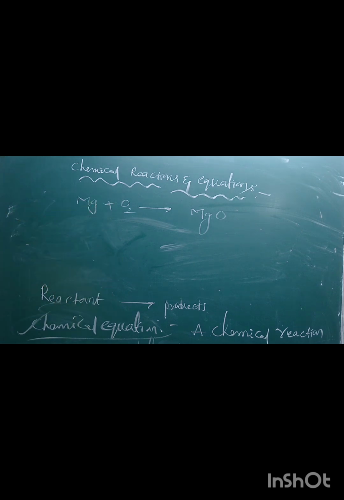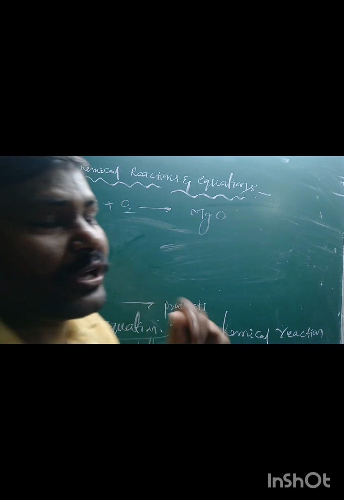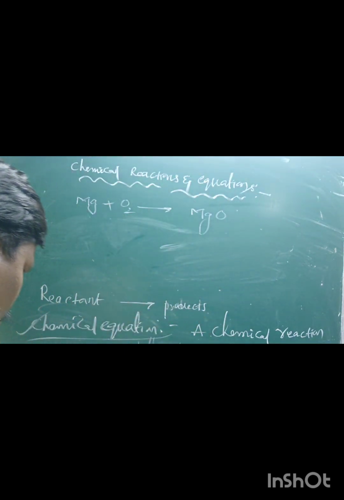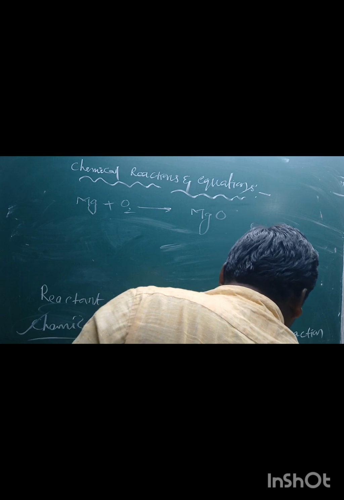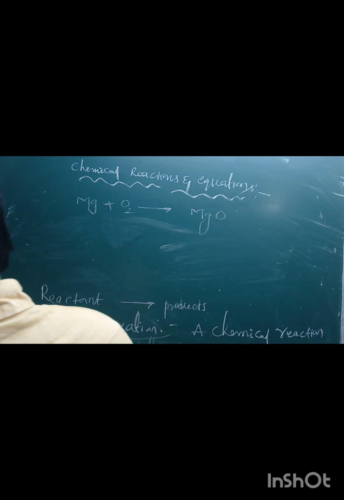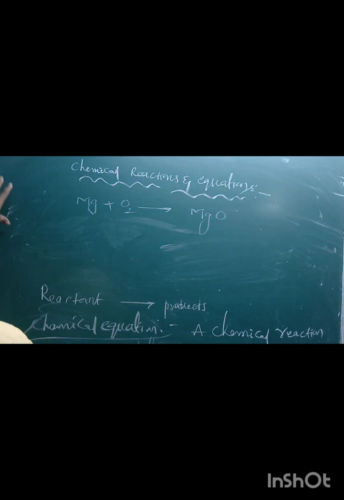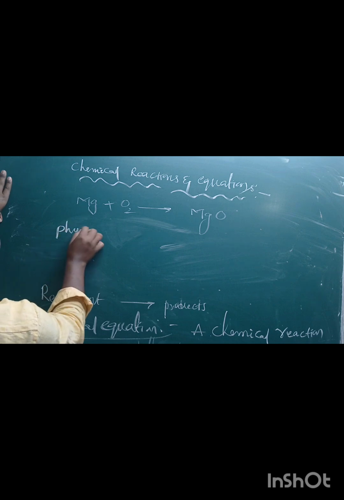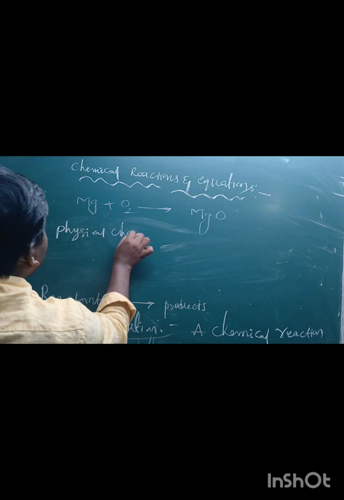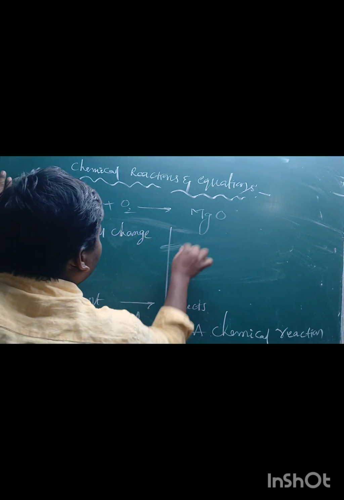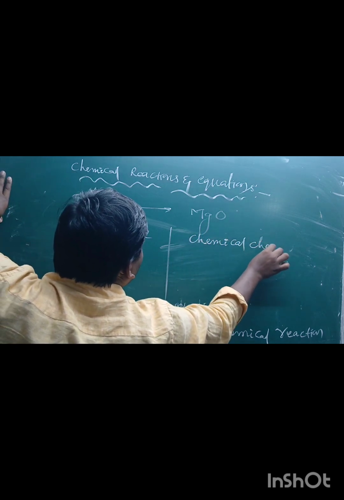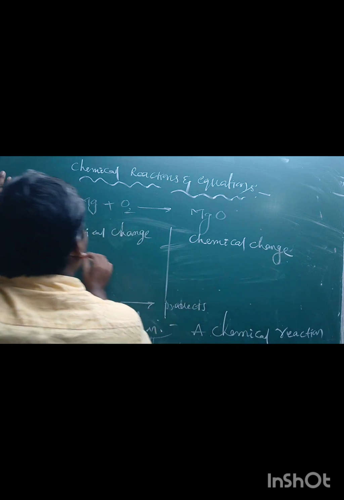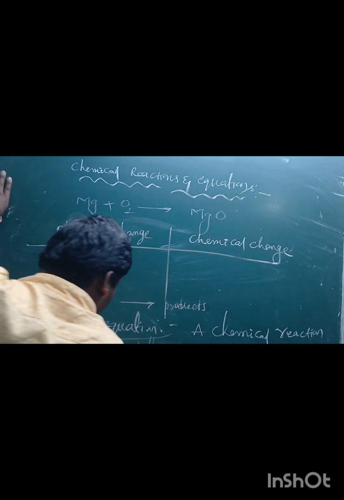Before going to the chemical equation, what is a chemical change? Changes are classified into two types. How many types? Two types: physical change and chemical change. What is a physical change, sir? What is a chemical change? What are the characteristics of physical and chemical changes?